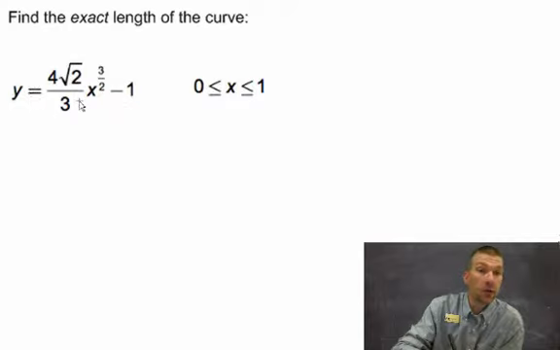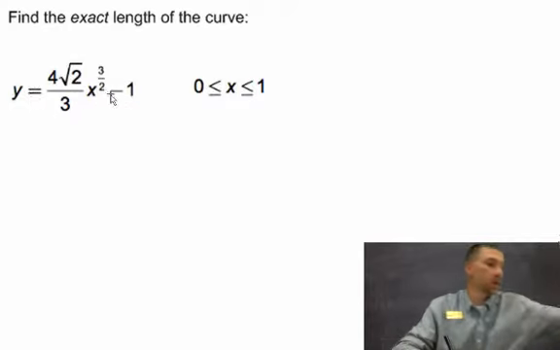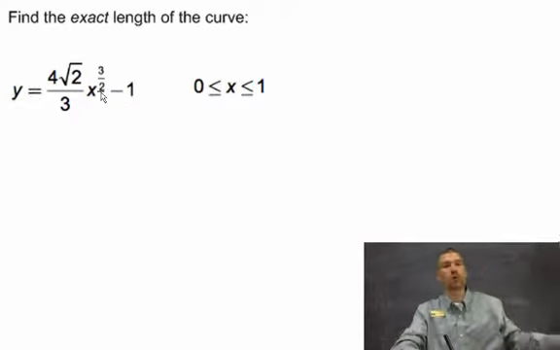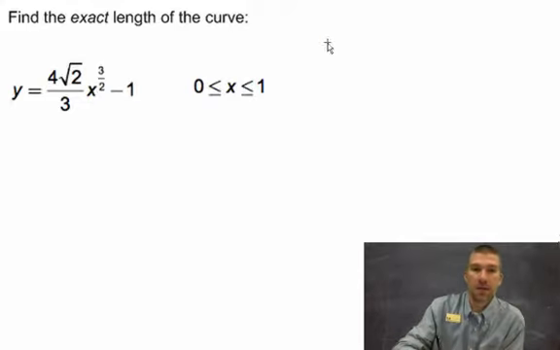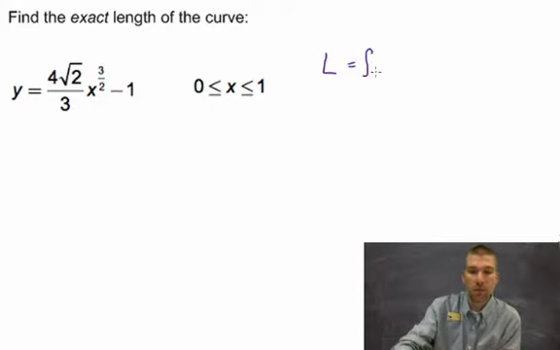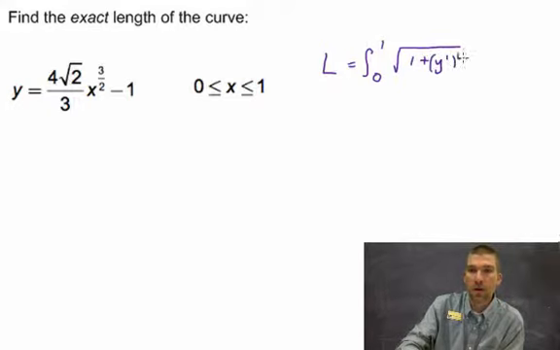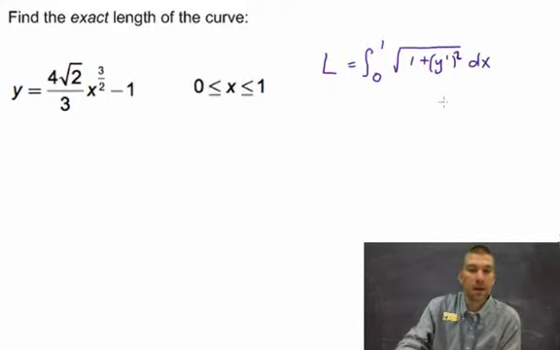We've got a y equals equation, and since our equation says y equals, we get to use the y equals version of the length of the curve, so I'll just write it out right here for us. The length of the curve is equal to the integral from a to b. In this case, it's going to be 0 to 1 of the square root of 1 plus y prime squared. Or you could also have dy dx in there.